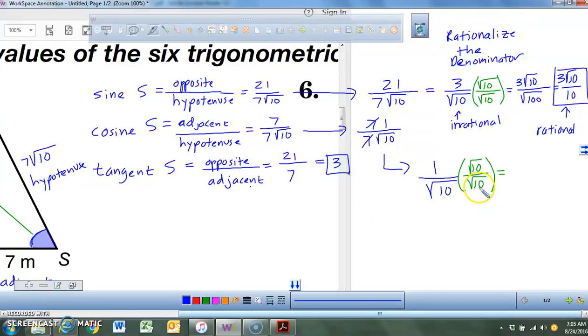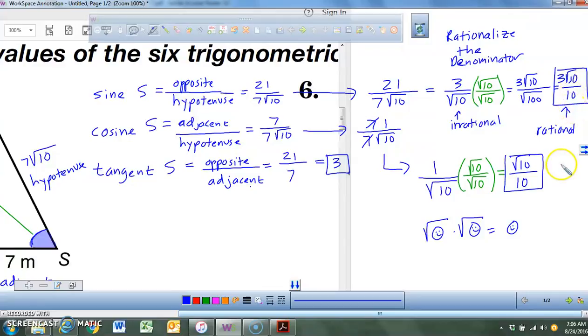We know that radical 10 times radical 10 eventually just becomes a 10. Just like if I said, what's the square root of happy face times the square root of happy face, that would just equal happy face. All right? So 1 times radical 10 is radical 10, and voila, you are done with that one. So you're done with the cosine of S. That's the simplified. You're done with the tangent of S. That was the easy one. That was 3. And you're done with the sine of S, which is 3 radical 10 over 10.